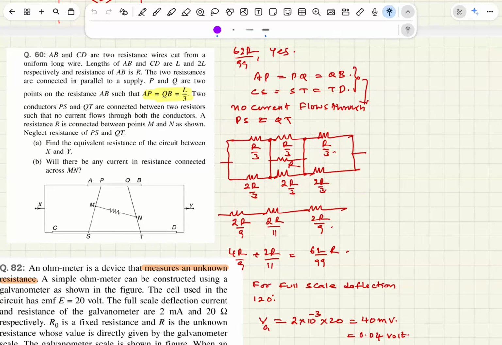Any doubts? Is it clear? Easy question only. But on seeing the diagram, the first thing that happens is our people get confused. Ram Karthikeya, any doubt? Will there be any current in the resistance connected across MN? Yes, why not? Because of redistribution, current is there. Any doubt in this question? Ask me still. Are we clear? May I proceed for the next question?